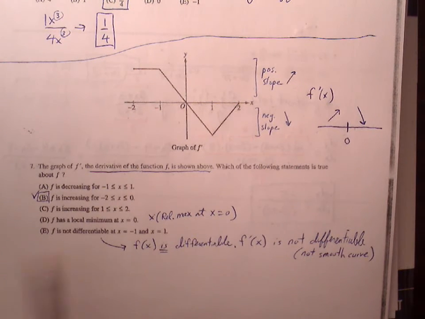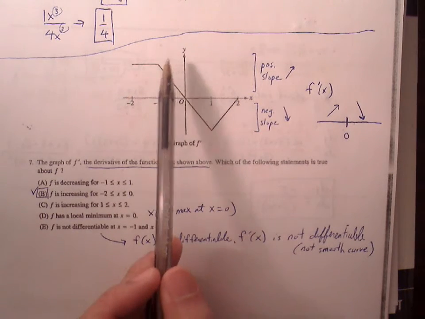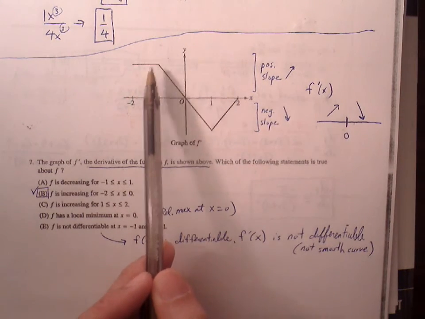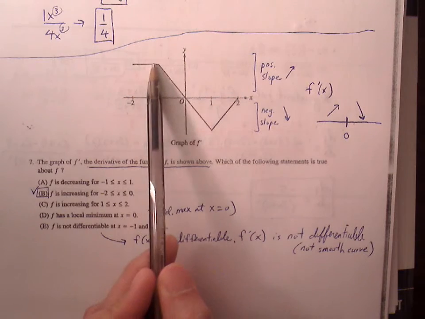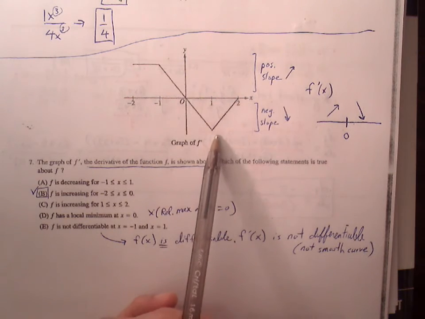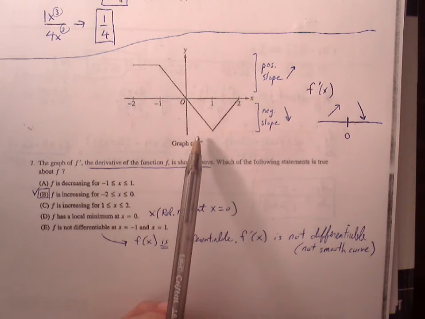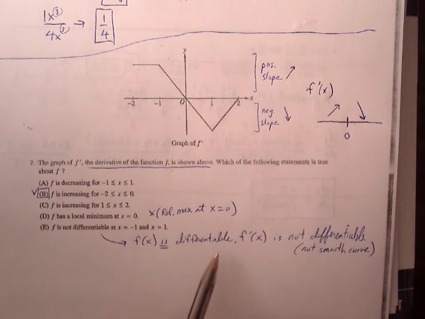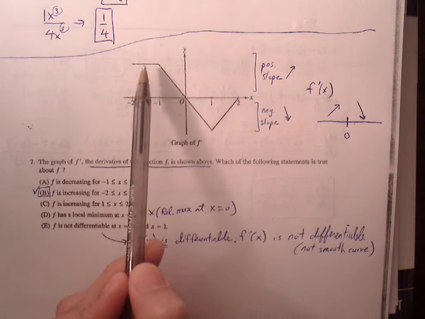The function is not differentiable. Okay, so here's something I want to point out: yes, we do see some sharp turns here, but this is not the original function. This is f prime. So we can say that f prime is not differentiable because the slope of f prime doesn't exist everywhere. However, this is not the f function. This is f prime, and f of x is differentiable because every point has a slope that is defined.